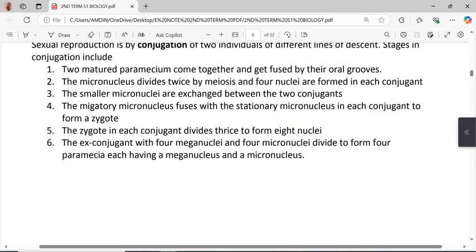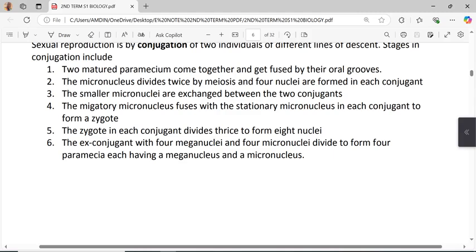1. Two mature paramecia come together and fuse by their oral grooves. 2. The micronucleus divides twice by meiosis and four nuclei are formed in each conjugant. 3. The smaller micronuclei are exchanged between the two conjugants. 4. The migratory micronucleus fuses with the stationary micronucleus in each conjugant to form a zygote.